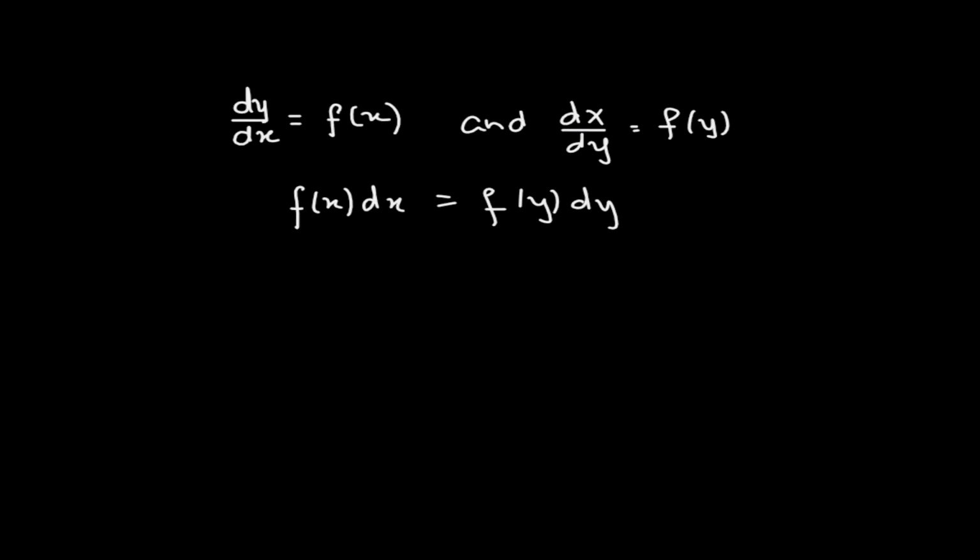In such a scenario, the solution will be given by integrating both sides. So we have integration of f of x dx equals integration of f of y dy plus the constant of integration c. So let's work on a few problems, and that is going to help us understand this particular idea.